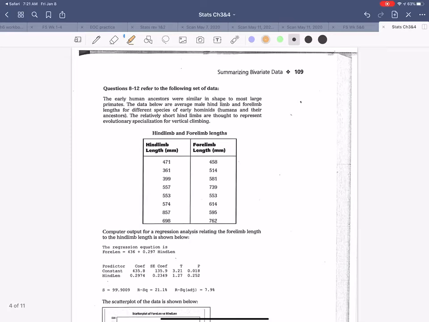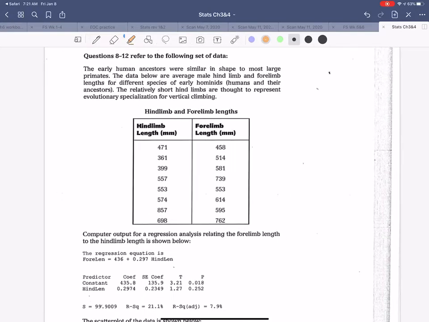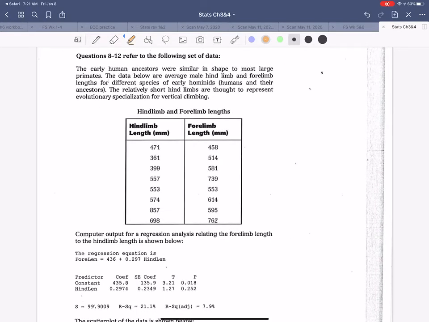Question number 8. The early human ancestors were similar in shape to most large primates. The data below shows average male hind limb and forelimb lengths for different species. Relatively short hind limbs are thought to represent an evolutionary specialization for vertical climbing.